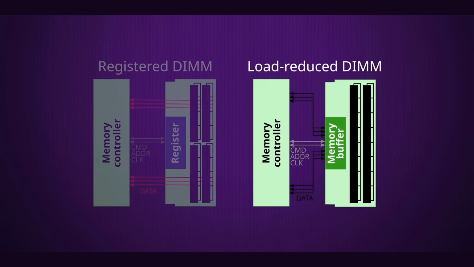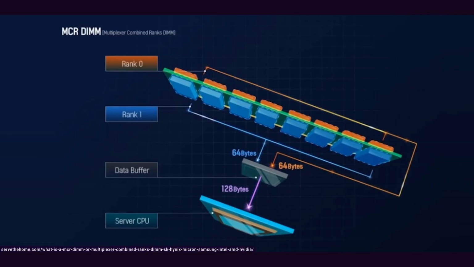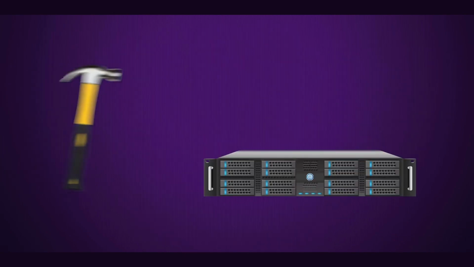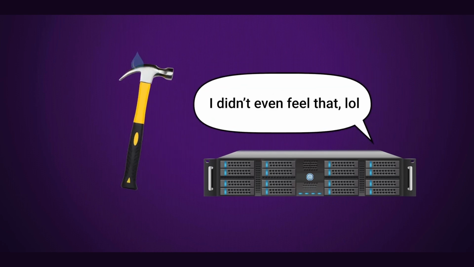Registered DIMMs, load-reduced DIMMs, and MCR DIMMs are examples of technologies that help manufacturers pack more and more memory into servers to help meet this need. But a copious amount of memory isn't enough to make a machine server grade. There's also an expectation of superior reliability.